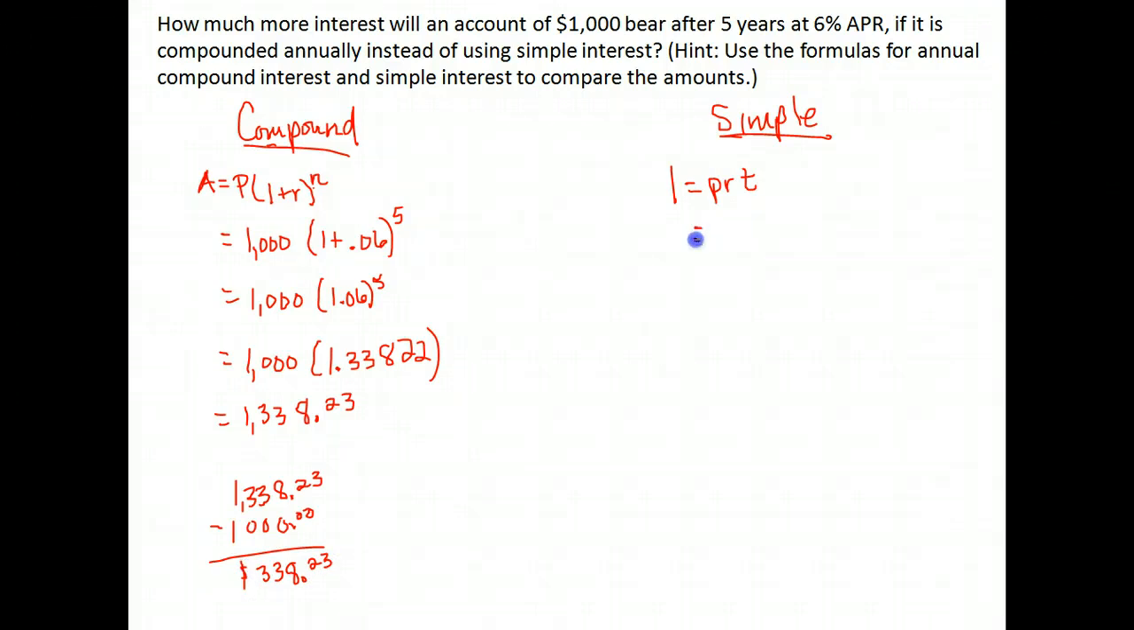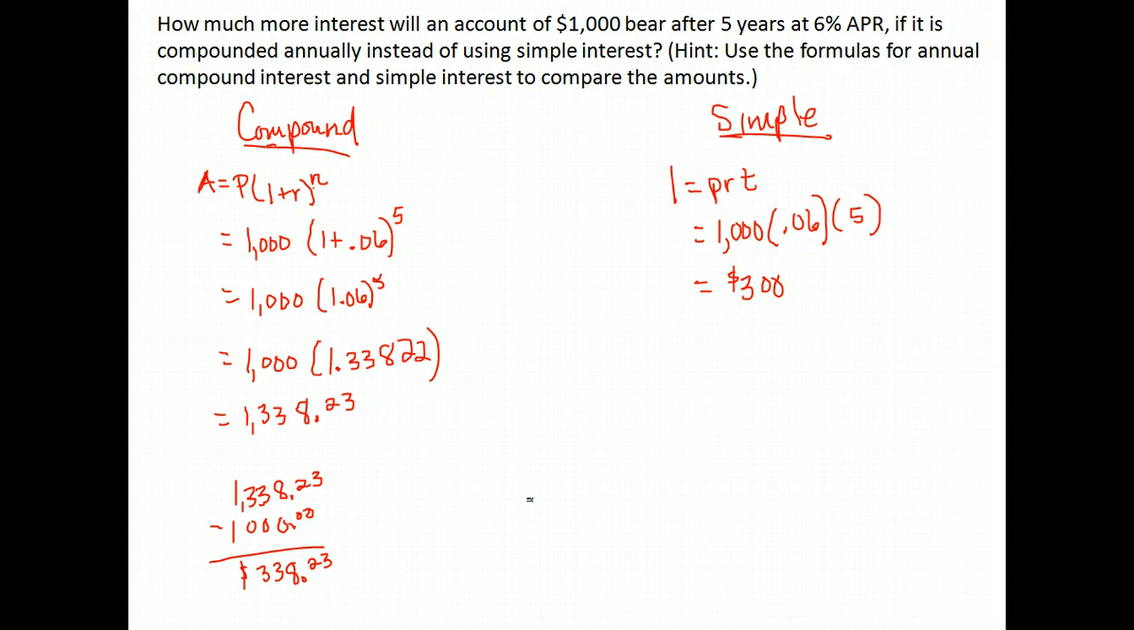With simple interest, the principal amount was $1,000, our rate was 6%, so 0.06, and the amount of time was 5 years, so 5. We just multiply those together. And we get $300. So with simple interest, you would earn $300 from that account. With compound, you would earn $338.23.